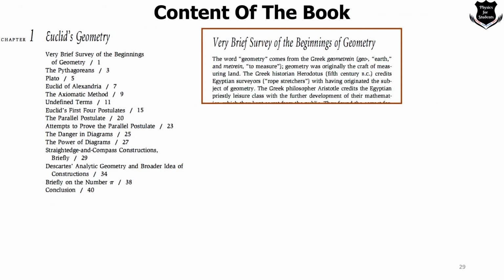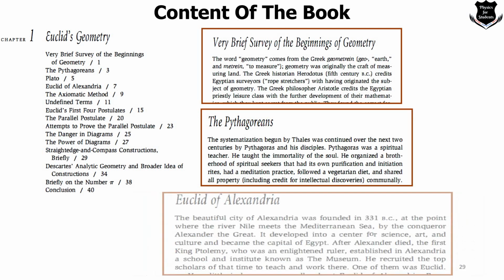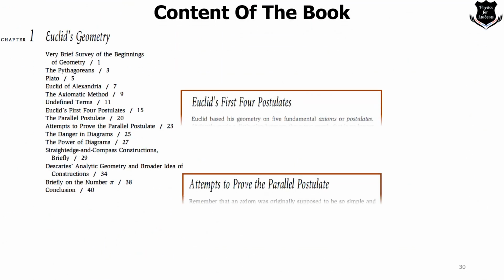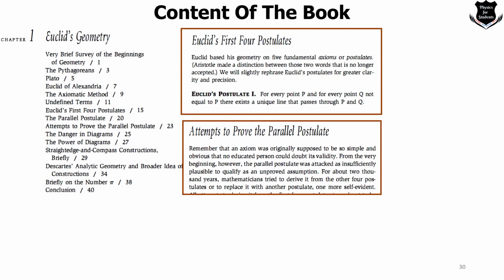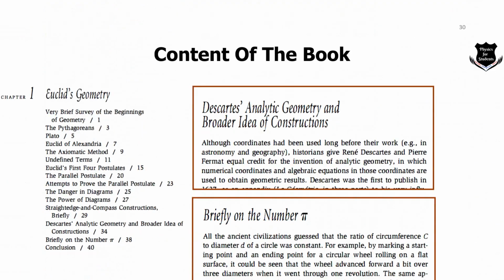So it will start with Euclid's geometry. As you can see, the first 40 pages cover a very brief survey of the beginnings of geometry, the Pythagoreans and Euclid of Alexandria. That means again it starts with the history, which I found very important for most mathematics students, who miss it. Euclid's geometry, starting with Euclid's first postulates, attempts to prove the parallel postulate and what the failures were. And it will have such nice, beautiful diagrams also.